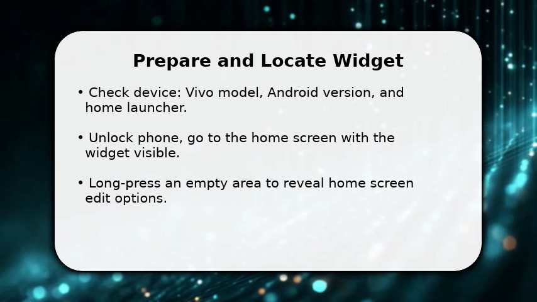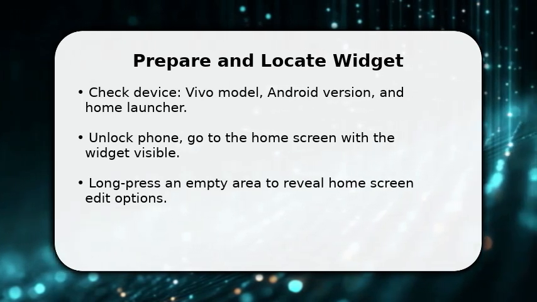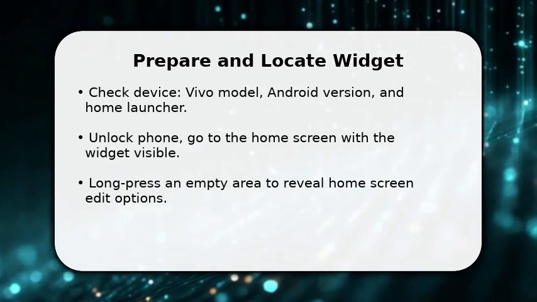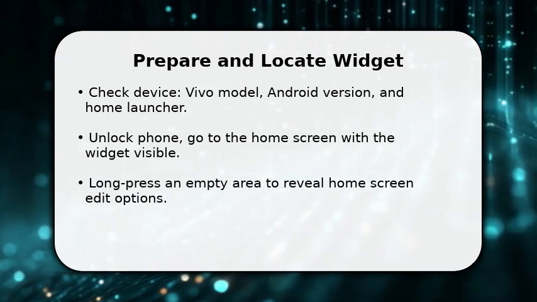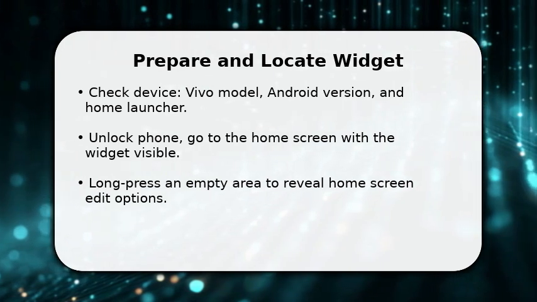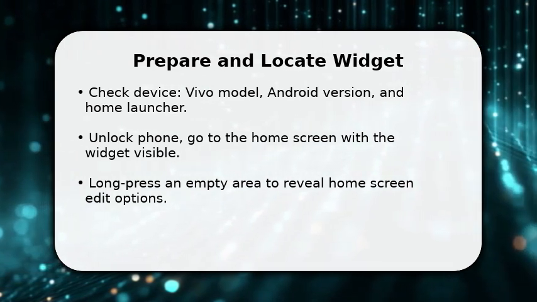Enjoy the video. You start by confirming your Vivo model and Android version so you know which launcher behaviors apply. Once you've unlocked and found the widget on the home screen, long press an empty area to enter edit mode. This reveals widgets, wallpapers, and settings.